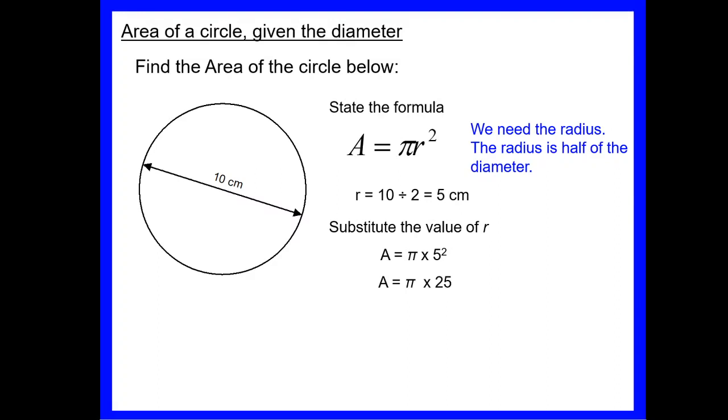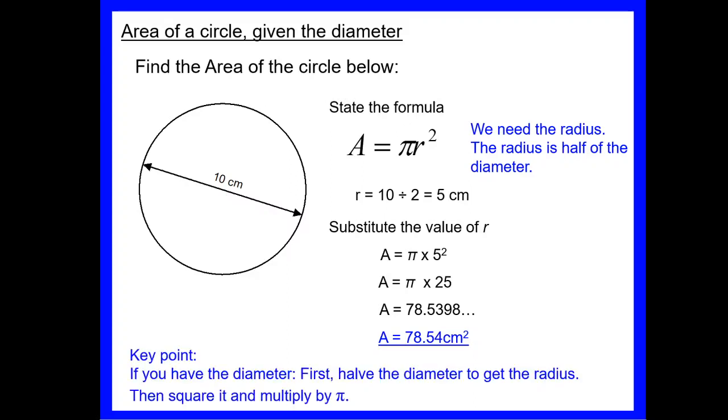Again, 5 squared is 25, so if you don't have your scientific calculator, work that bit out first. And that comes to 78.5398, which rounds to 78.5 centimeters squared to one decimal place. All right, we'll do another couple of examples just to check then. So our key point there was, if you have the diameter, half the diameter to get the radius, then square it and multiply by pi.